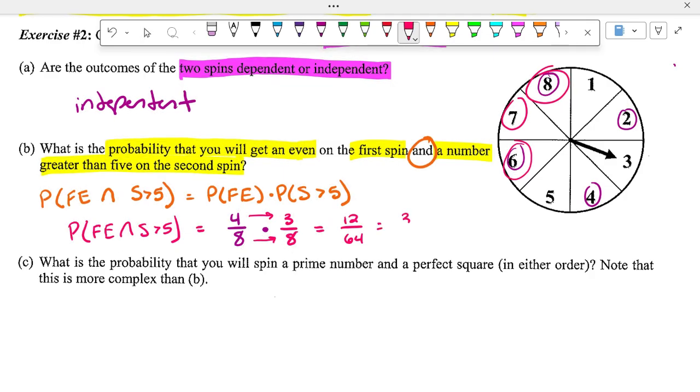Good. What is that as a decimal? You can round to 2 decimal places if need be. It's what? 0.19. So it's approximately 0.19. In other words, the probability that I will spin an even number on the first and a number greater than 5 on the second spin is about 19%. So about 19% chance of that happening.